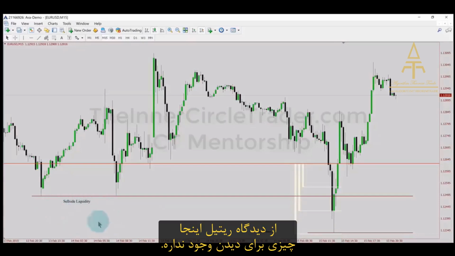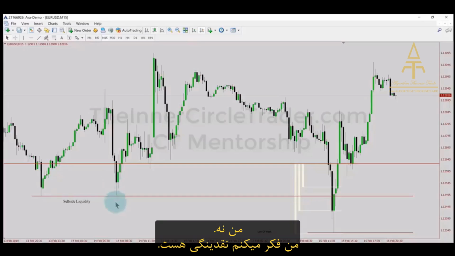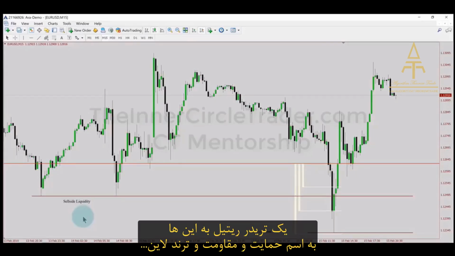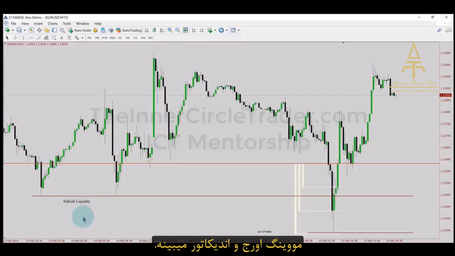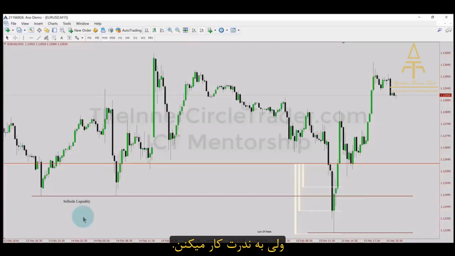There's nothing down here that's being seen in retail's mindset in terms of what they see on their chart. They see that as support. I don't. I see that as liquidity, and it's outside of the chart. Think about it. You look at, as a retail trader, support, resistance, trend lines, moving averages, indicators. They're all very interesting. They're entertaining, but they rarely work.